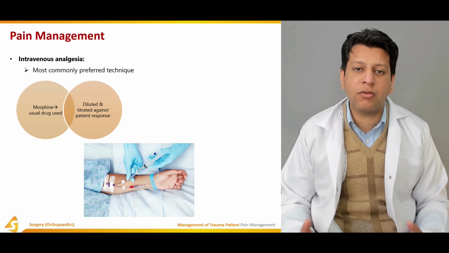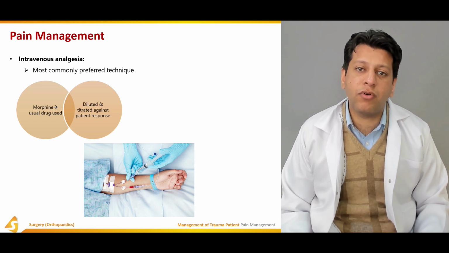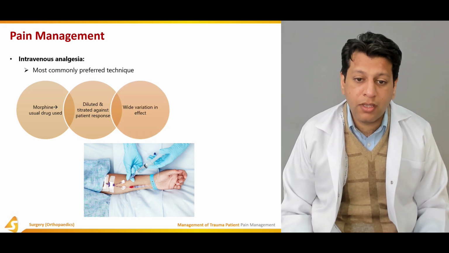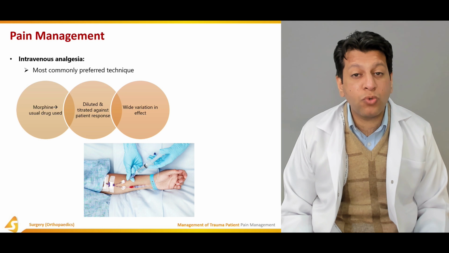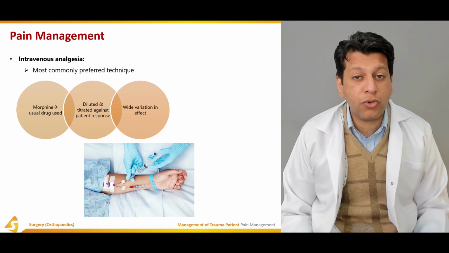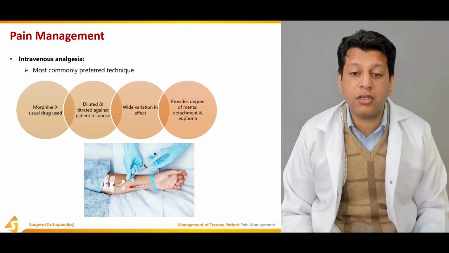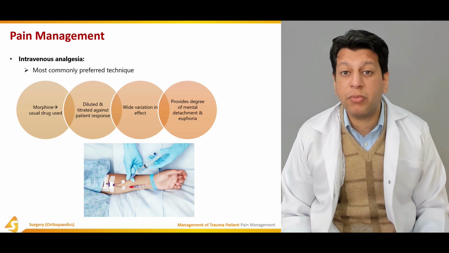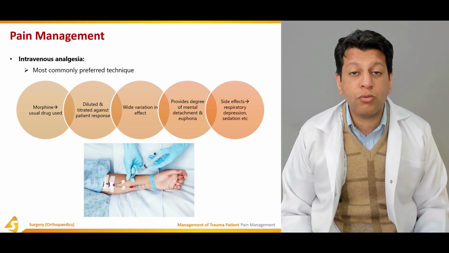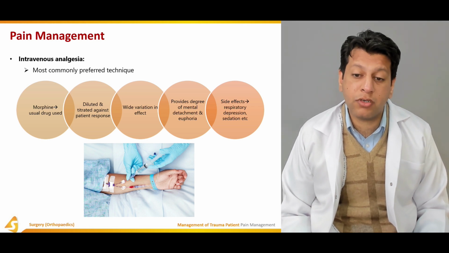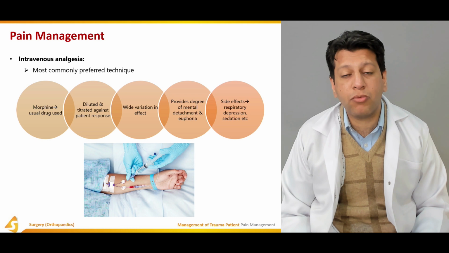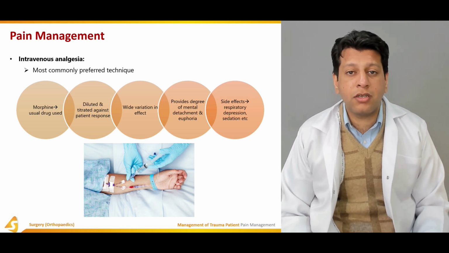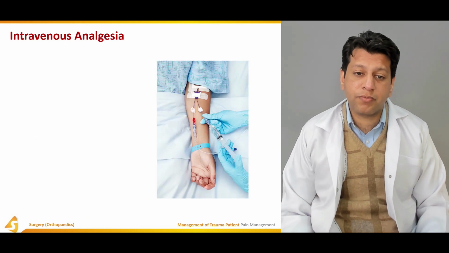So this is how morphine is used in the form of IV analgesia or patient controlled analgesia. There's a wide variation in its effect, but most importantly, it provides a degree of mental detachment and euphoria. Therefore, it relieves the patient of pain. But the most important side effect is respiratory depression and sedation. Sedation is not that important, but respiratory depression could be disastrous for the patient at times.